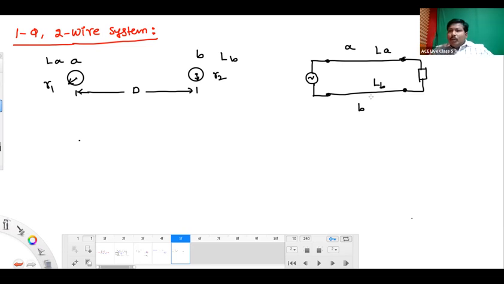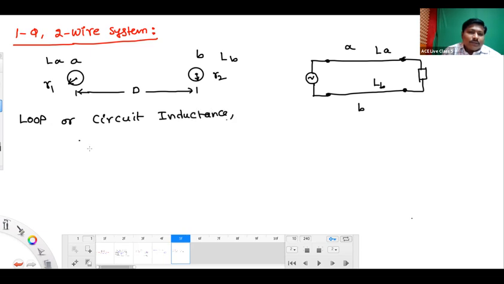Then obviously the loop inductance is nothing but the summation of the two, so LA plus LB we have to write. I'll call it the loop inductance or circuit inductance. L total is nothing but LA plus LB. Let us concentrate only on the LA calculation now.